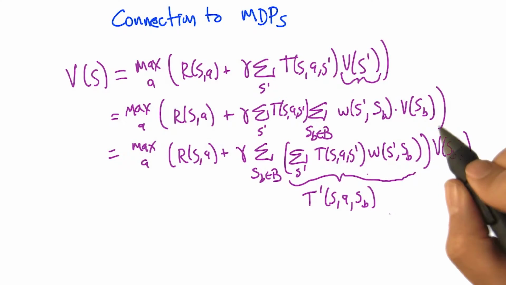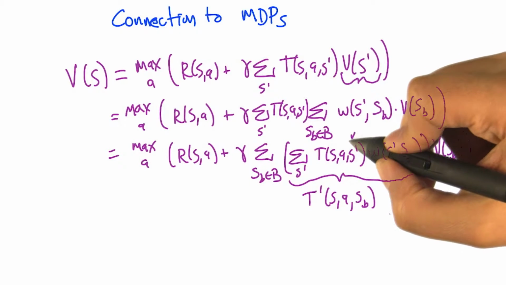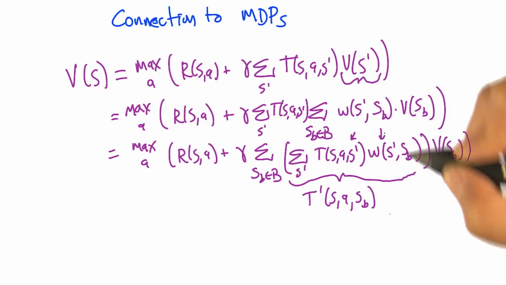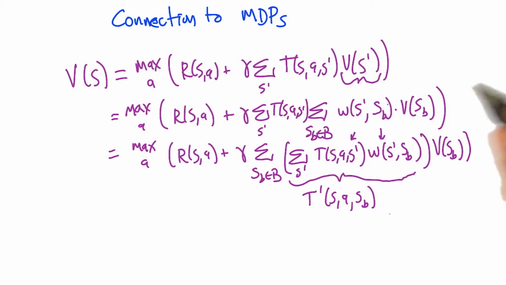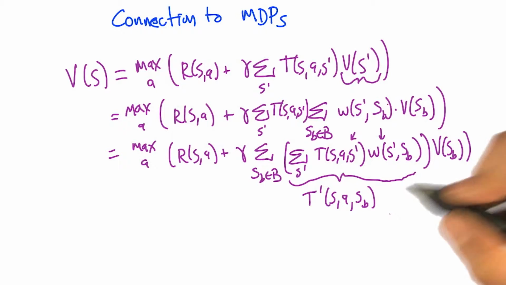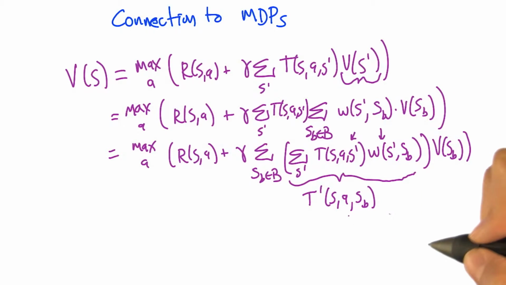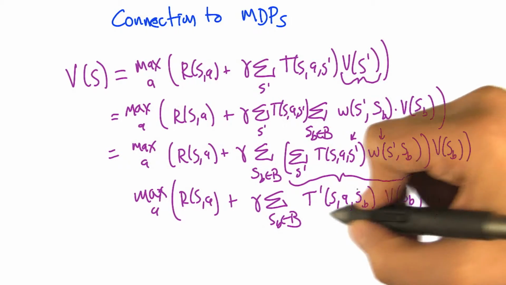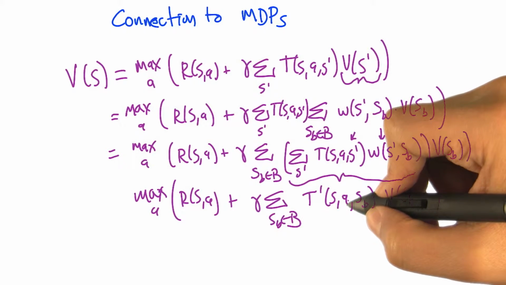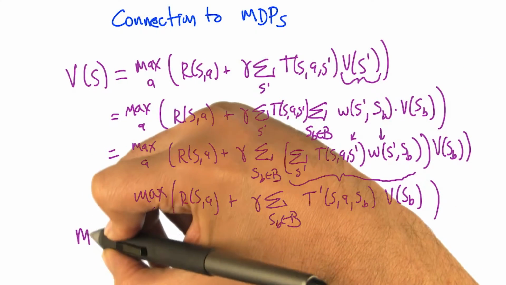Why does it sum up to 1? Because this is a convex combination and this is a convex combination, and so when we combine them, we get a convex combination. We could do the algebra for that, but I don't think we need to. And so it acts just like a transition function. So we can actually fold the function approximator itself into the transitions, and all we get at the end of it is an MDP.